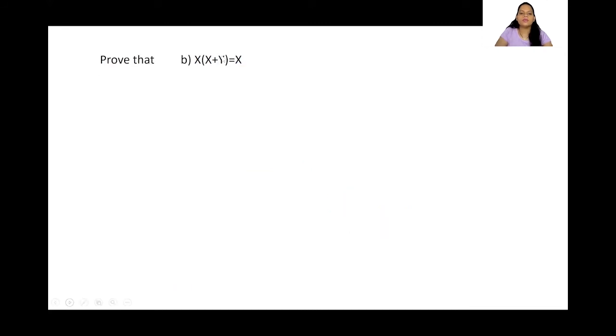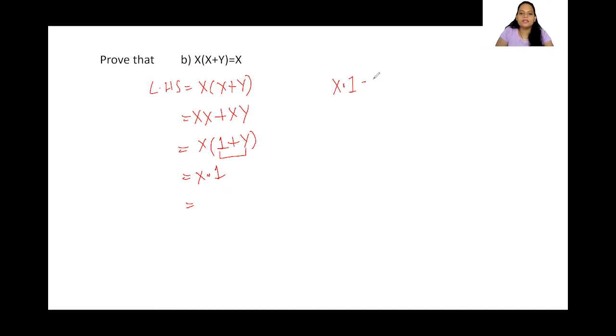Let's go ahead and prove the next one. Let me take the left hand side, which is x into x plus y. Let me multiply this out. What happens? x into x plus x into y, right? Now again, I will take x common, so 1 plus y remains inside the bracket. What is 1 plus y? It is nothing but 1. From the rule of the AND operation, we know that x into 1 is always x. Hence we get the value x, and this is proved.